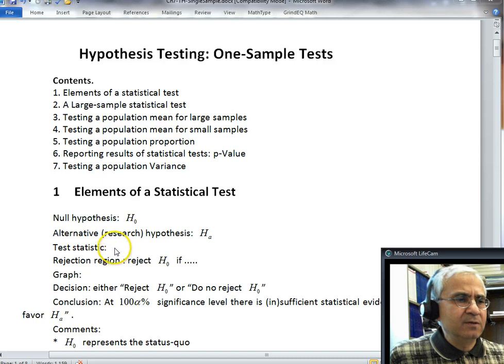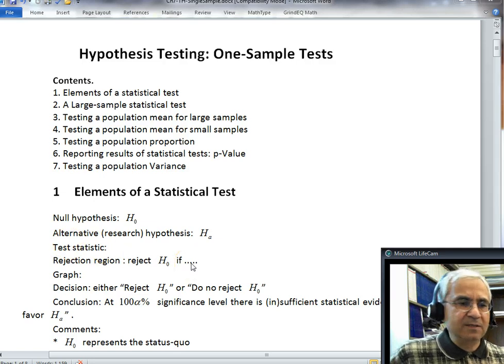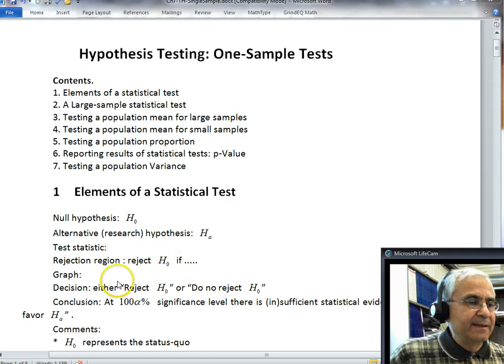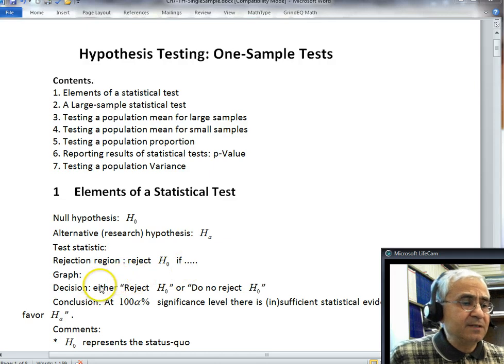And then, what do we do with this? We then create a rejection region. I'll show you that in a minute. And so we reject H0 if this data falls in one place, and we don't reject if it falls in another place. So our decision would be either to reject H0 or do not reject H0. And notice we use do not reject, we don't say accept. We'll talk about that later.